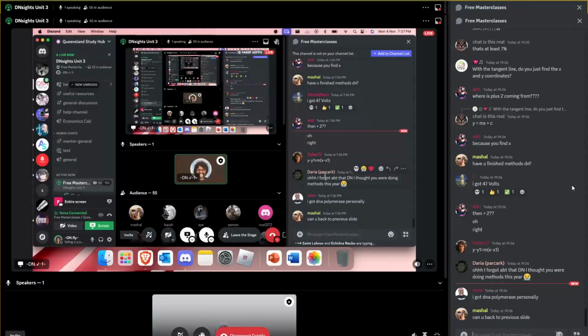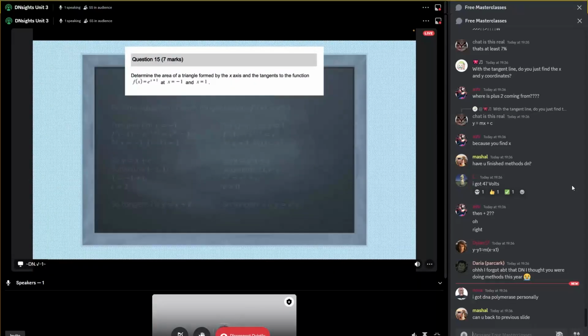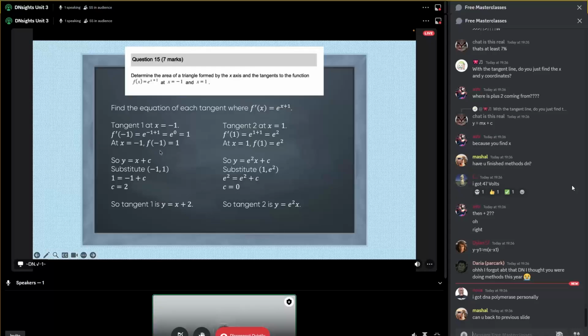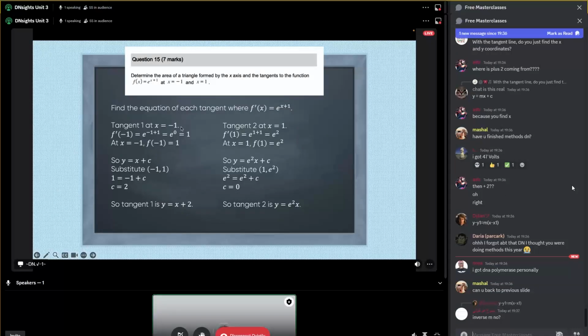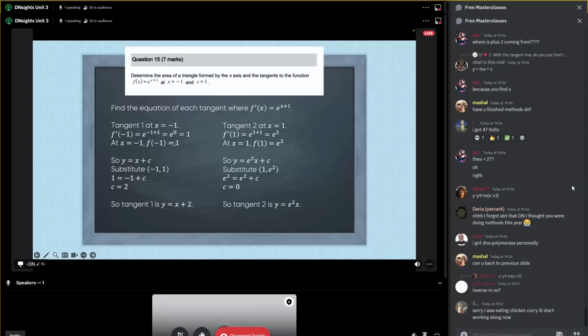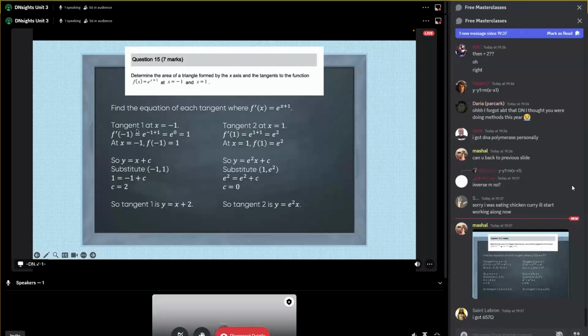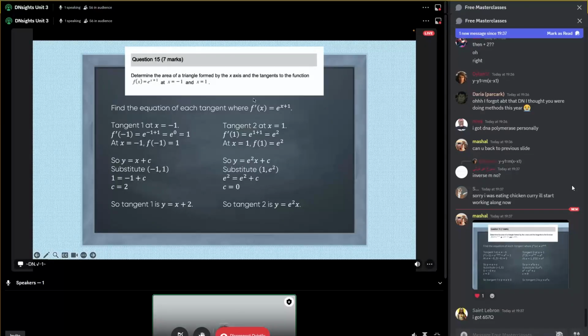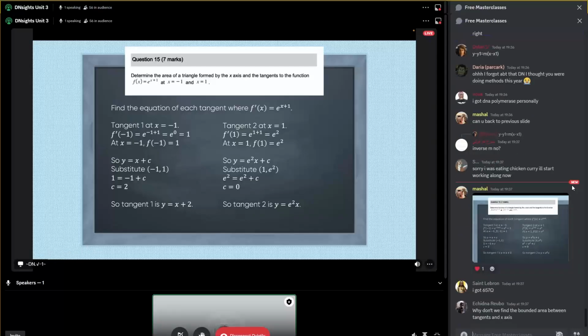Back to previous slide. So again, we have the tangents here. I'll say it again as many times as you need. We find the point, the reference point, and then we find the gradient at that point, and then we just substitute into equation of a line. That's all you're doing. If they ask tangent anywhere in your exam, just do that. That'll get you marks no matter what.